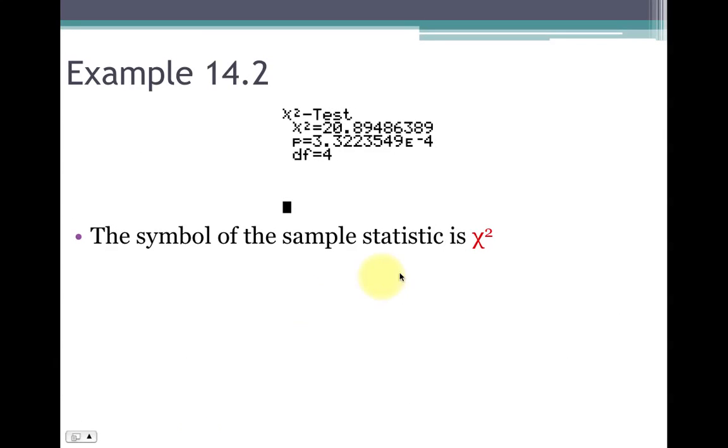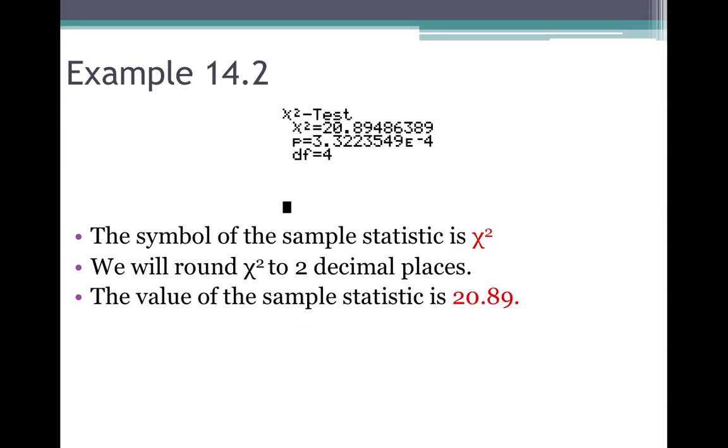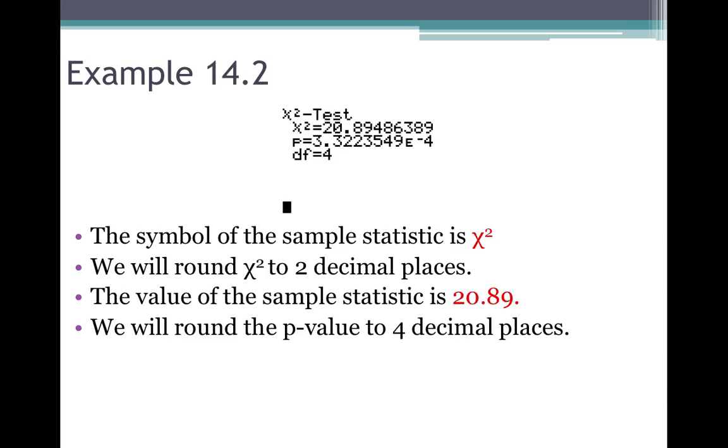The symbol of the sample statistic, when asked what the symbol is, chi-square. The value of the chi-square test statistic is 20.89. The p-value, if you consider the fact that this is scientific notation, it's 3.322 and more times 10 to the negative 4. So you're going to take this decimal point and move it 1, 2, 3, 4 places to the left and pad those places with zeros, and that gives you the value of 0.0003. So our p-value, 0.0003.